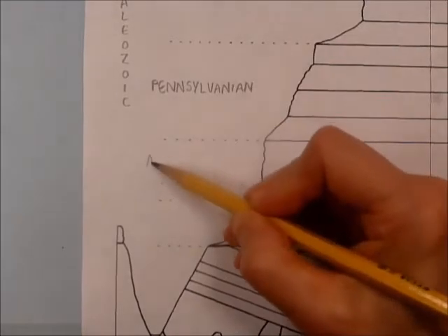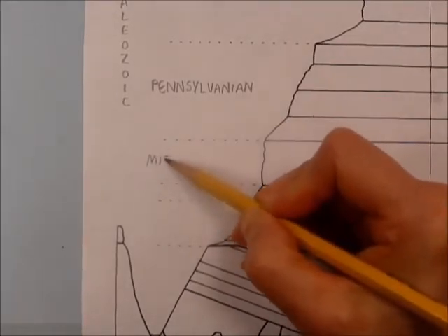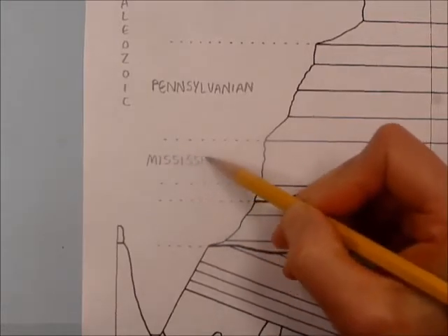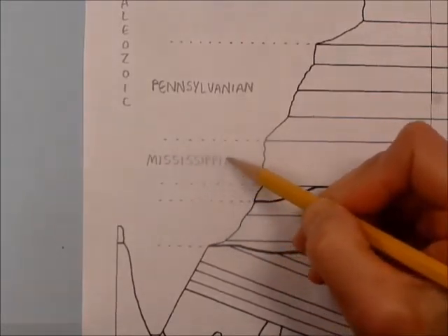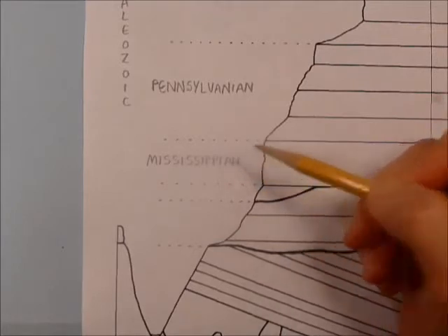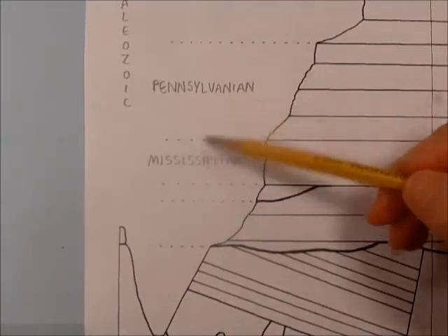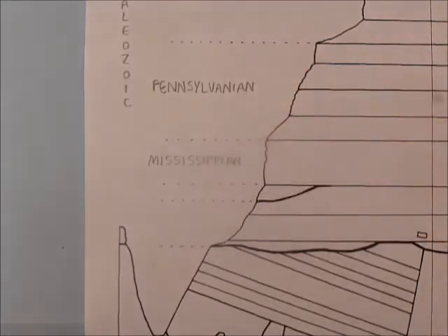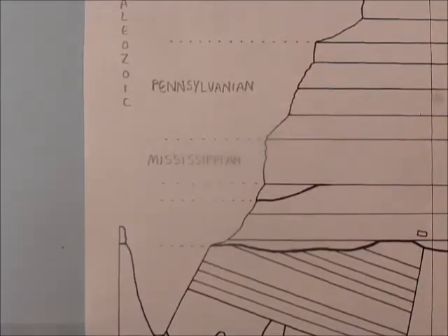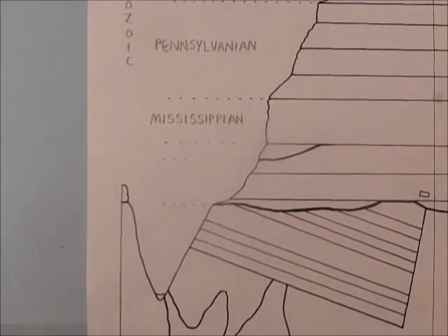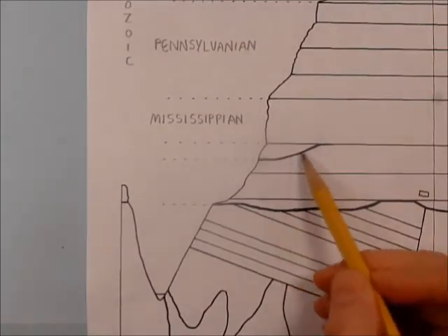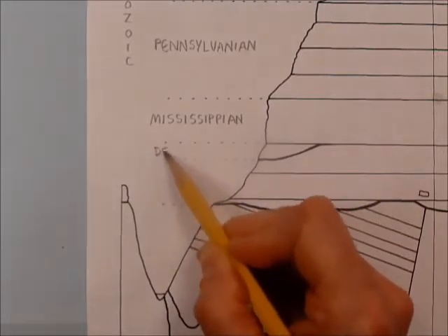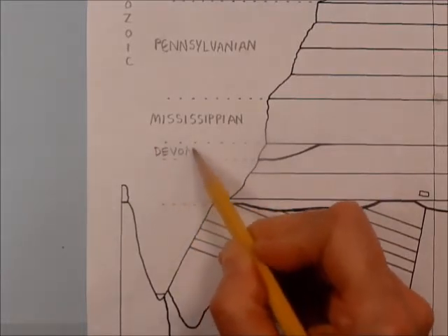And the next one down is Mississippian. Together these are called the Carboniferous layers because they contain carbon, often in the form of coal, but obviously here we don't have any coal. Now the next little section here represented by that is the Devonian. Remember, that's named after Devon in England.